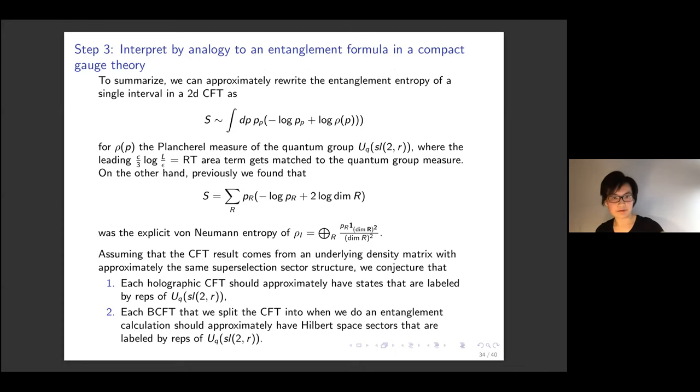On the other hand, previously we found that this second formula was the explicit von Neumann entropy of this density matrix. And if we assume that the CFT result comes from an underlying density matrix with the same superselection sector structure, we would be led to conjecture that each holographic CFT should approximately have states labeled by representations of this quantum group. And each boundary CFT that we split the CFT into when we do an entanglement calculation should approximately have sectors also labeled by representations of this quantum group. And this slide is actually an exact copy of the slide for step three from part one of the talk.